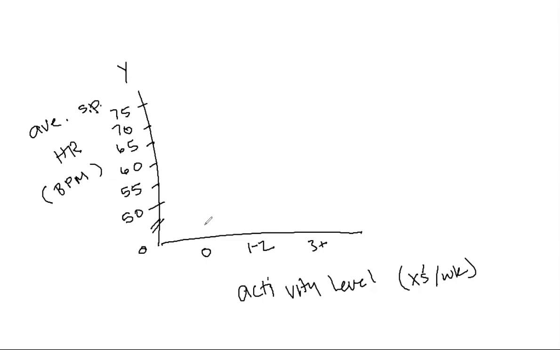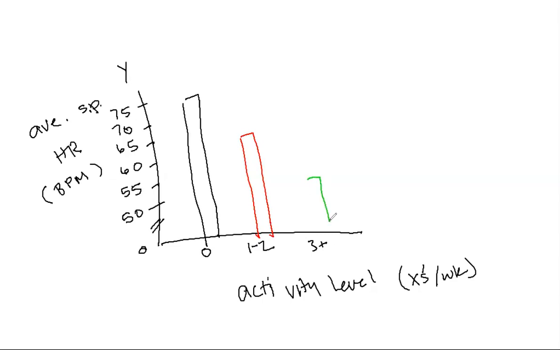And so let's say my 0 times per week were 75 beats per minute. So the average from the 0 times per week people was 75, right? And then 1 to 2 times per week was, let's say 65. And then for the 3 or more times per week, it was 55. And so what trend do you see? Good. So you see a decrease.